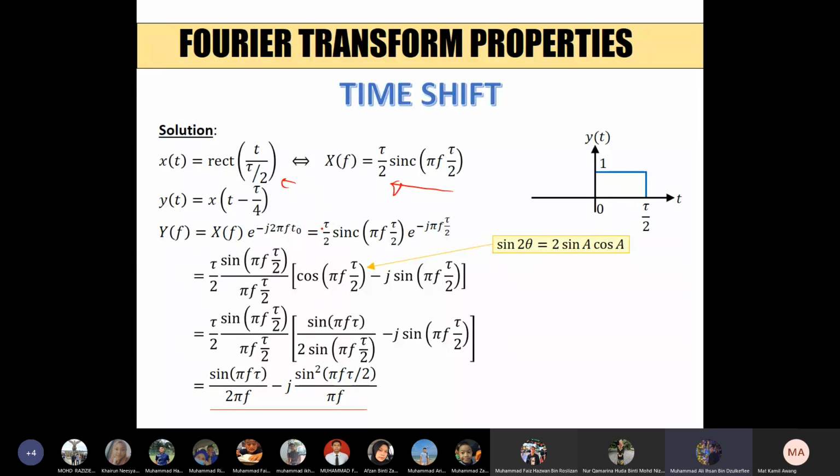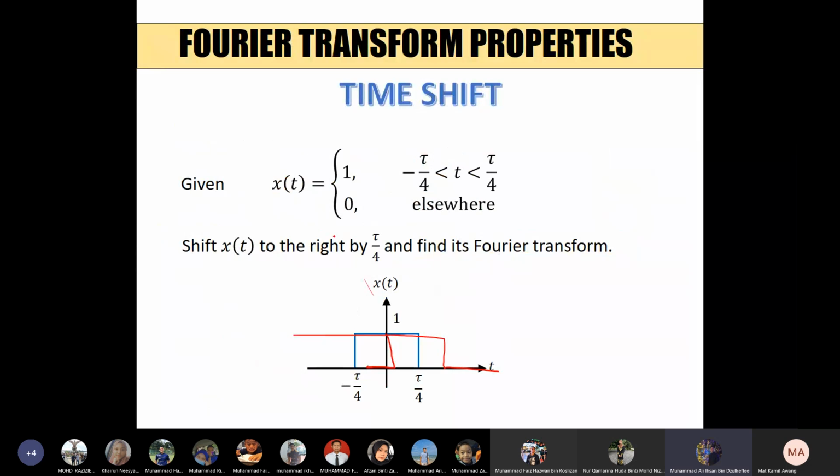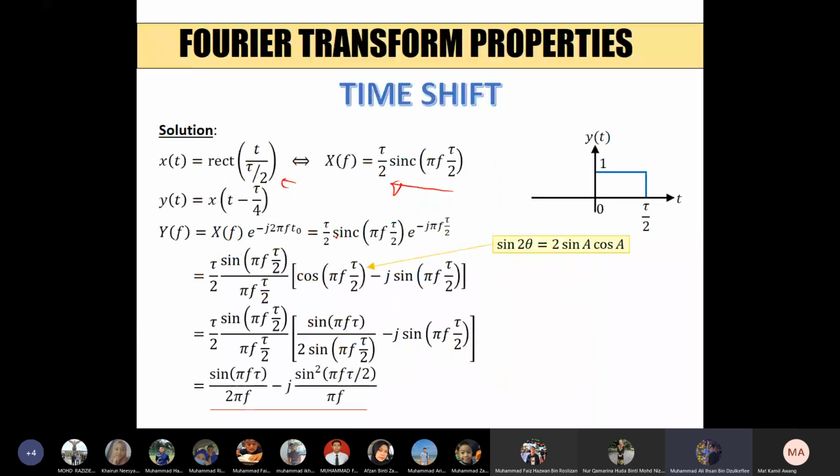Sir, back satu slide, sir. Okay. Yeah, okay. Alright. Boleh dah. Ni lah. Okay. Okay. So it shift like that.